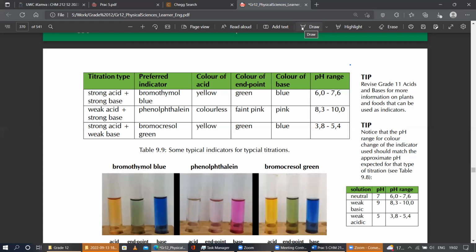And phenolphthalein is going to change into colorless if it's acidic, and turn into pink if the reaction is basic. And bromocresol green is going to change into yellow when it's in an acidic solution, and change into blue when it's in a basic solution.